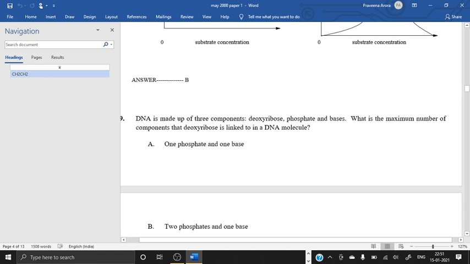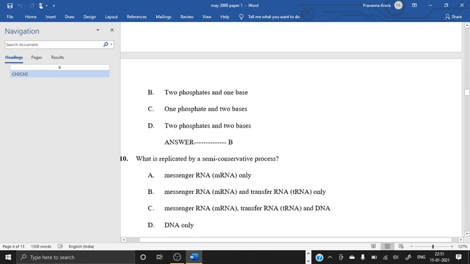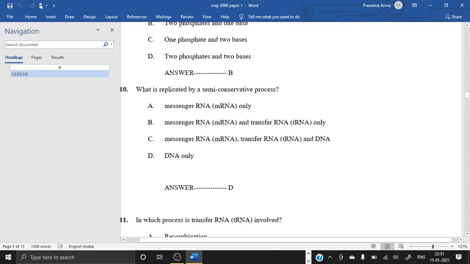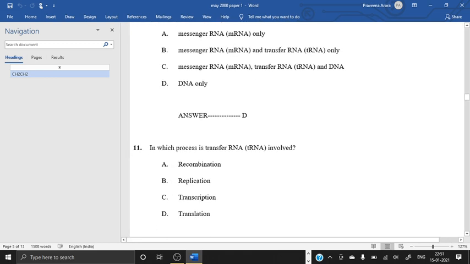Now it's question number 9. DNA is made up of three components: deoxyribose, phosphate and bases. What is the maximum number of components that deoxyribose is linked to in a DNA molecule? The answer is B, 2 phosphates and 1 base. Then is question number 10. What is replicated by a semi-conservative process? The answer is D, that is DNA only.